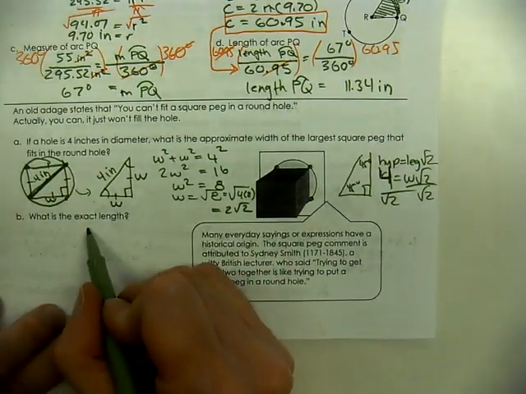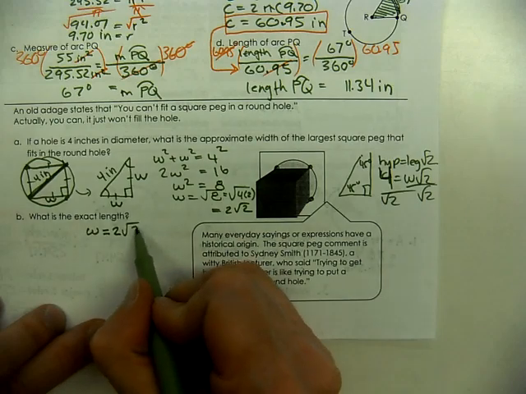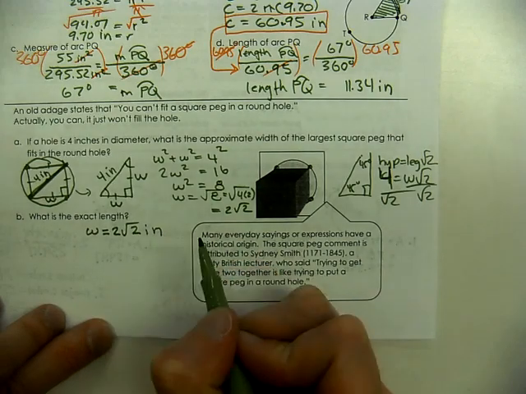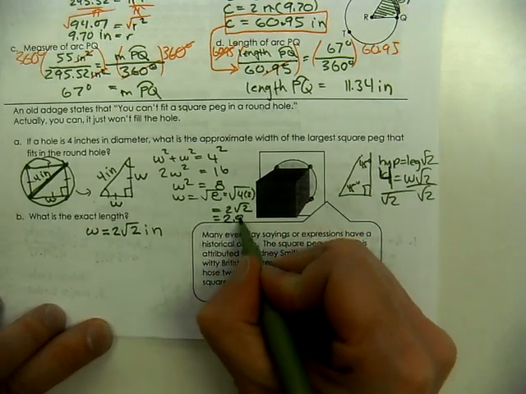So that's the exact length. We found that our square peg would have to have an exact length of 2 root 2 inches. What is the approximate width? Well, if we take that to the calculator, it's about 2.83.